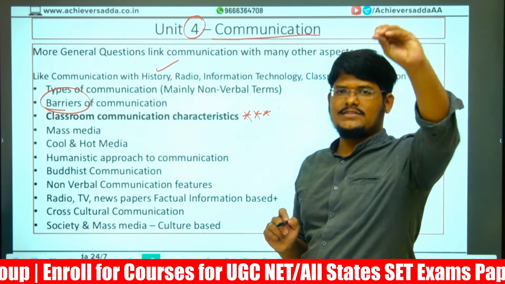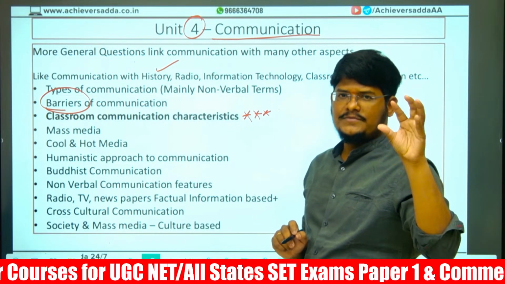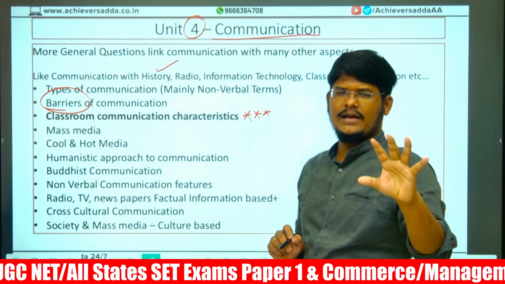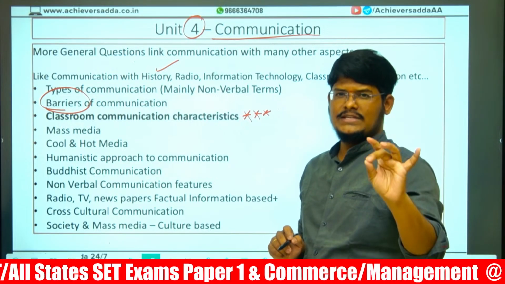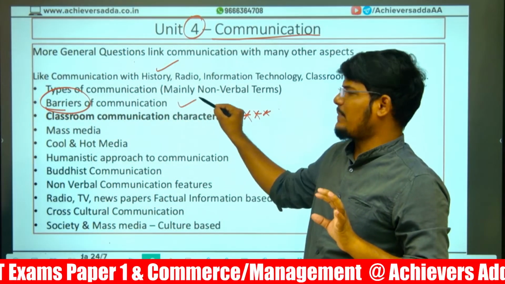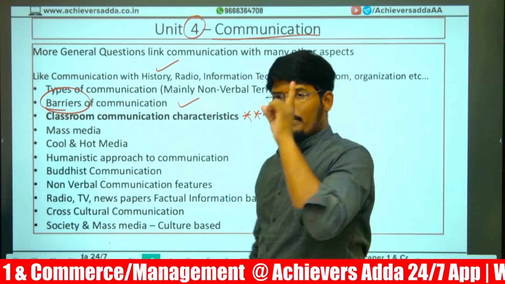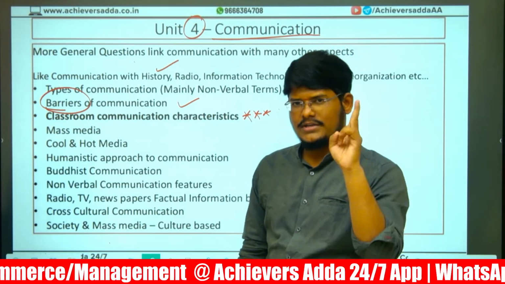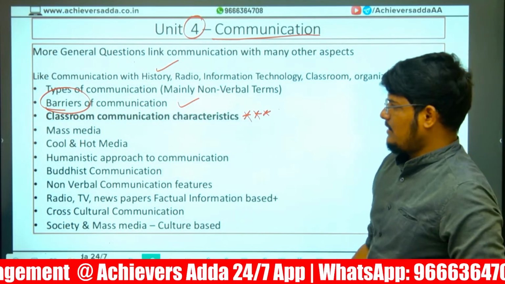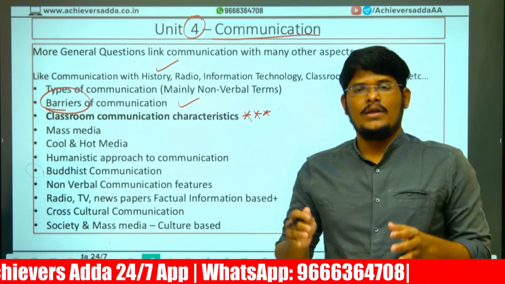Maximum to maximum, if we can study 10 types of barriers, like perceptual barrier, emotional barrier, semantic barrier, psychological barrier, physical barrier, technological barrier, in very small, one-line sentences, then a match the following or a direct question can be asked. Next, the third one, I would say Buddhist type of communication is most important.